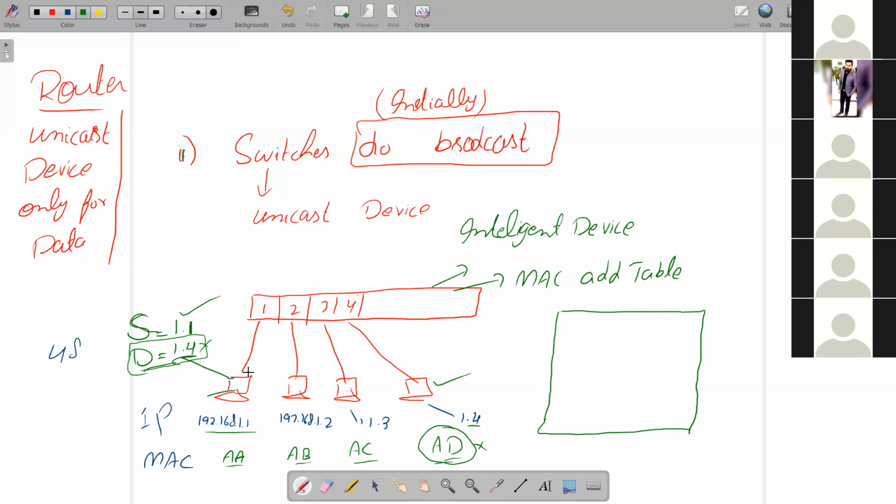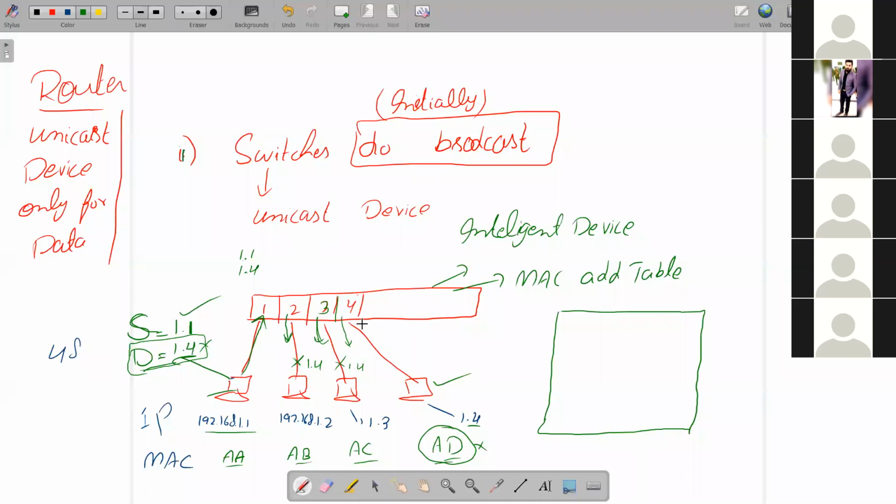So what it will do is simply broadcast that I am a source, I am 1.1, and I'm looking for 1.4. I want to communicate with him. And this broadcast will be received from every port of the switch. It asks, is that you 1.4? He will say, no, I'm not 1.4, I'm 1.2. Then the packet will be discarded. Then it asks the next one, is that you 1.4? He will say, no, I'm 1.3.